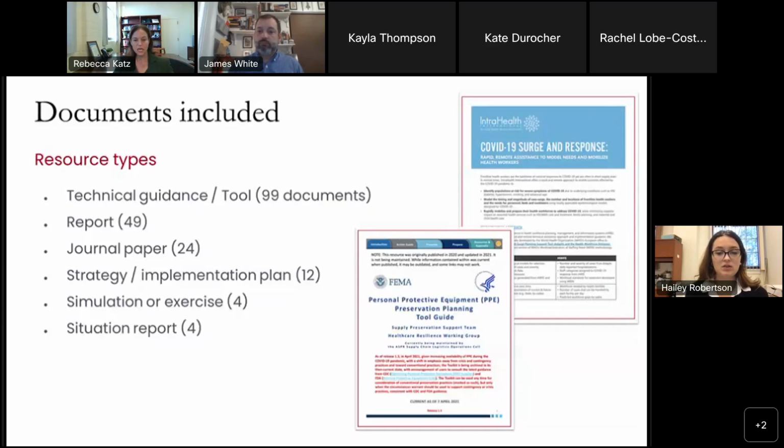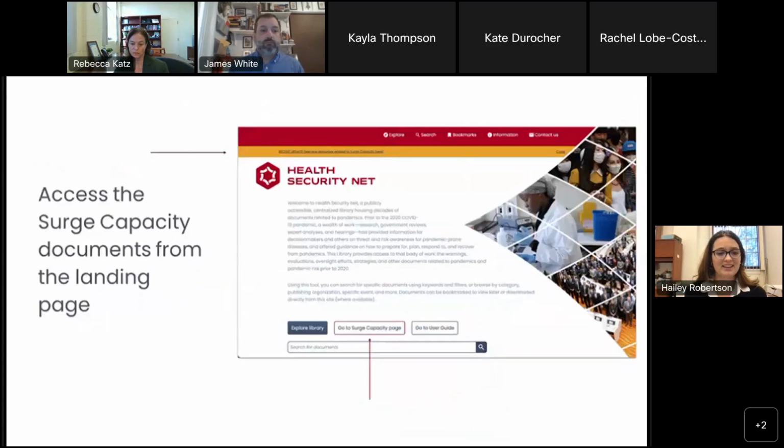You'll notice there were fewer simulations and situation reports included. These were less likely to meet our inclusion criteria due to the specificity of the documents. Among the ones that had topical relevance to surge capacity, they were often not very generalizable. Those that were included provided high-level overviews of surge-related issues or had recommendations that could help strengthen overarching structures. Next slide, please.